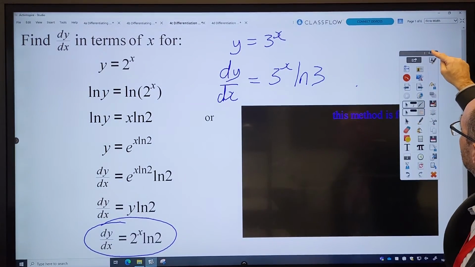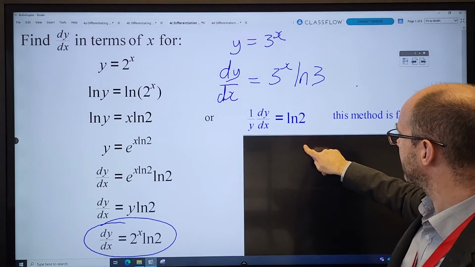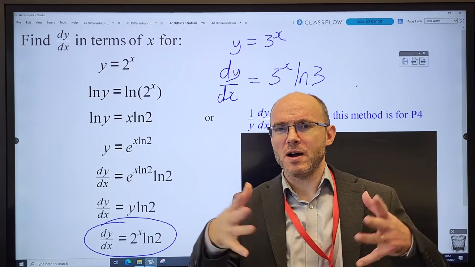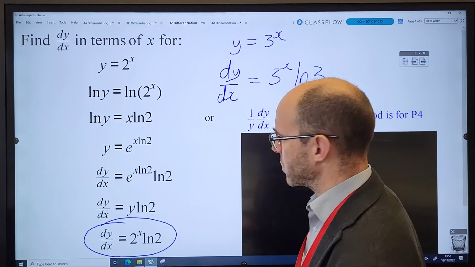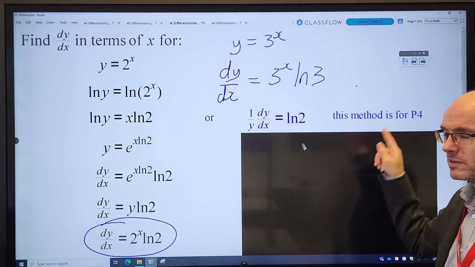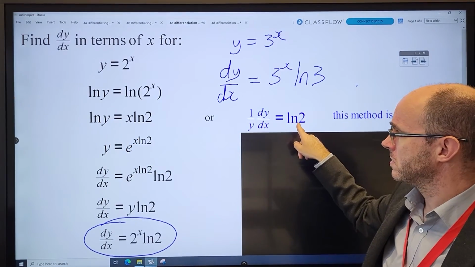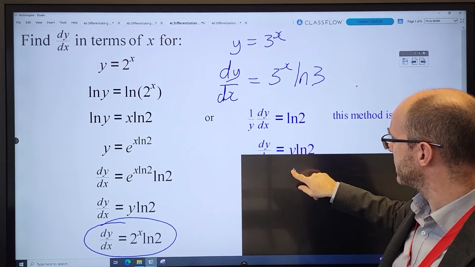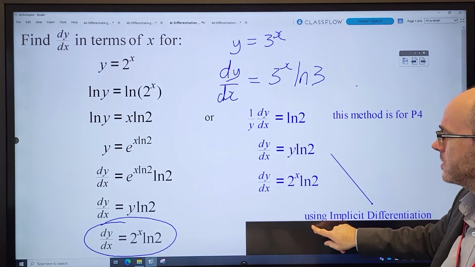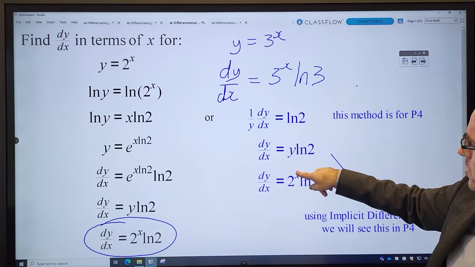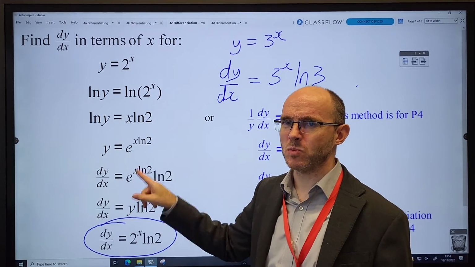Maybe I'll show you the P4 method now in case you've done P4. So from this stage here, we would differentiate implicitly. If you've not seen implicit differentiation, I might have another video on it somewhere. But I'm not about to explain implicit differentiation in this video. So ignore this little bit if you've not seen yet the P4 method of implicit differentiation. So you differentiate that, it'll be 1 over y dy/dx equals the natural log of 2. And then dy/dx is equal to y natural log 2. You can see we've got exactly the same result as that already. And dy/dx is equal to 2 to the x natural log 2. But that's the method you're probably happiest with if you're seeing this for the first time.